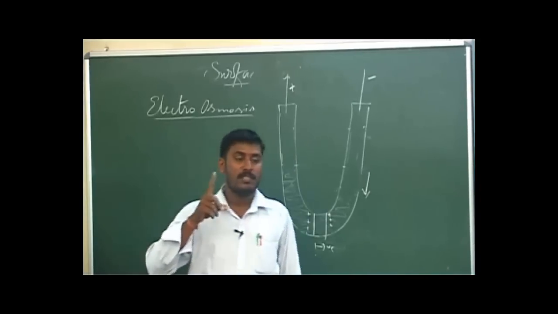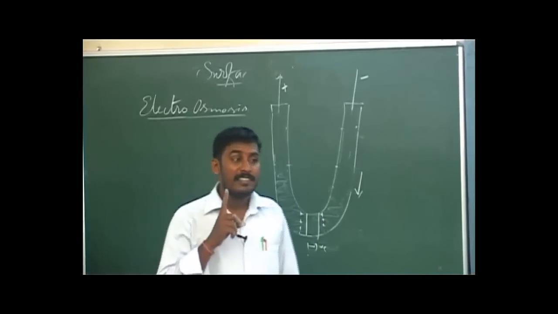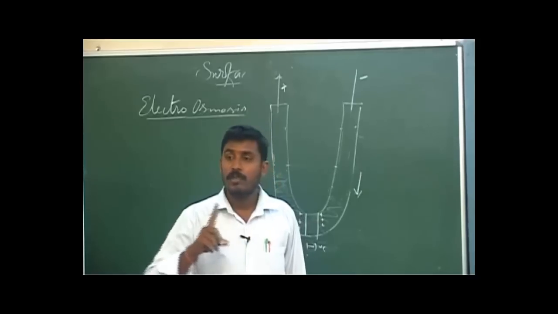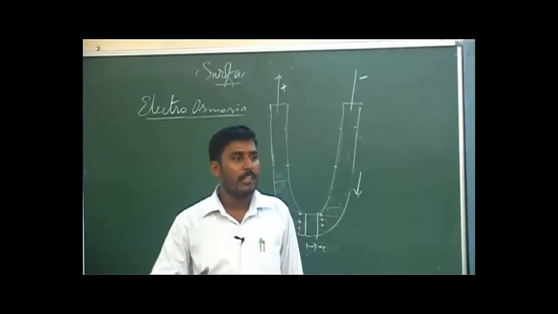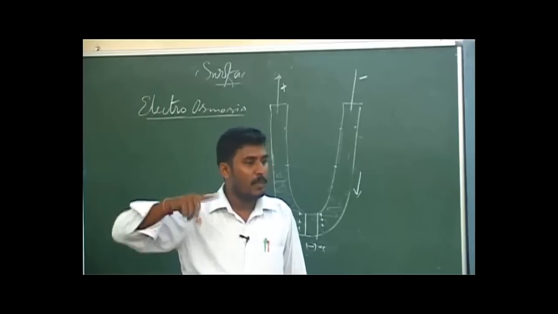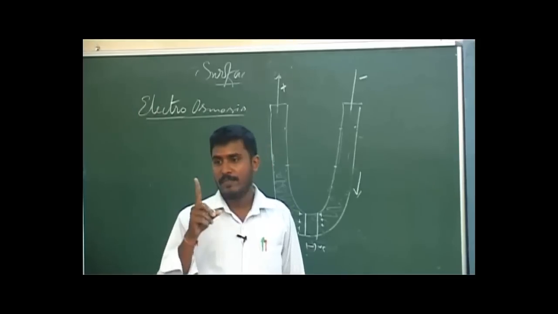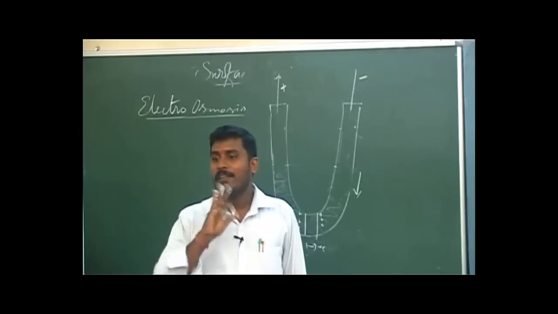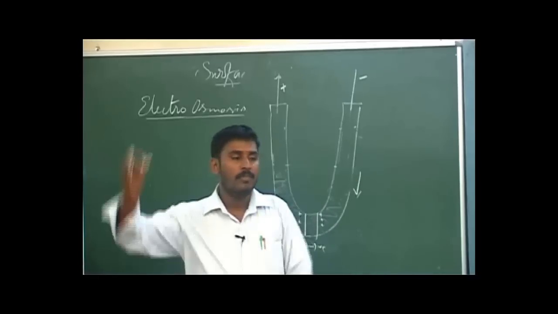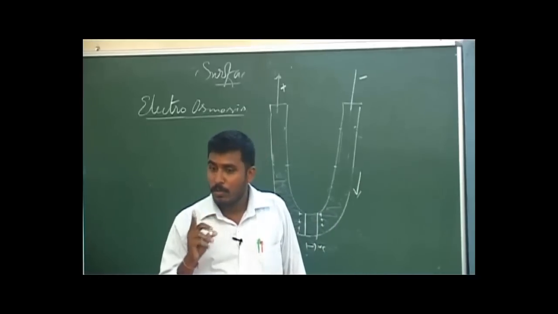Here, in electrophoresis or cataphoresis, which one moves? The sol particles will move. Where the sol is negative, it moves to the positive side; where the sol is positive, it moves to the negative side. Which one moved? The sol particles. But here the sol particles will not move. The medium will move.